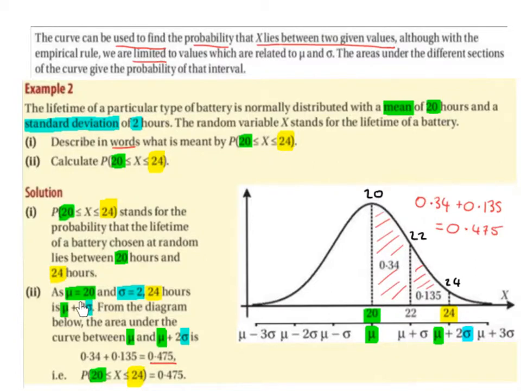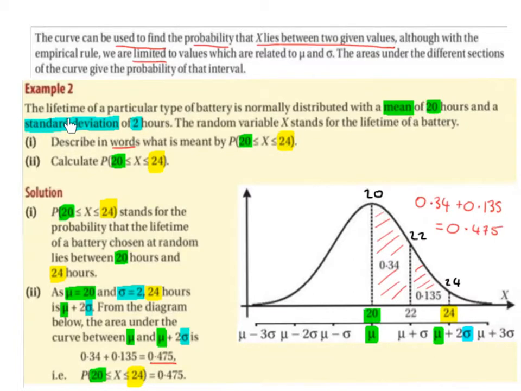Now where did this come from? The mean plus 2 standard deviations. Well, we know that the mean is 20. And we know that our distribution is normal. So we can draw our bell-shaped curve, and we can draw a line of symmetry down the center, and this represents the mean, which is 20.